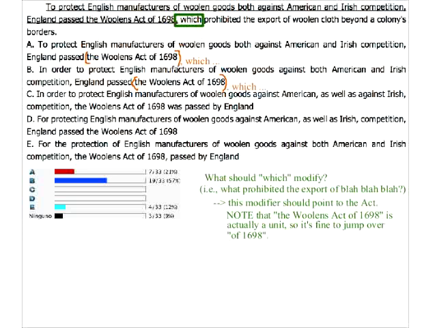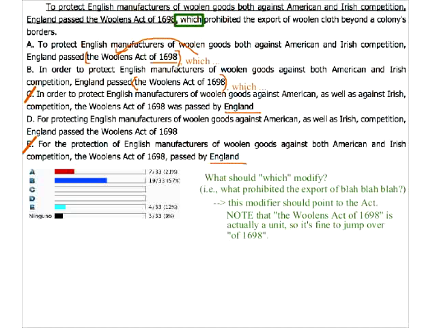So this is okay, "which": you can jump over that and go to the Woolens Act. On the other hand, this is England, so that's not okay, and that's England, so that's not okay. So the ones that modify England are incorrect. So questions about that.